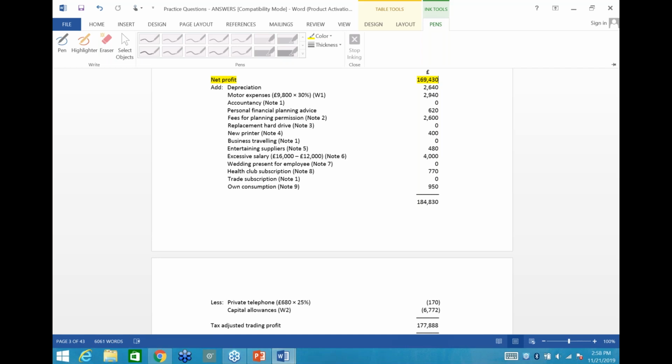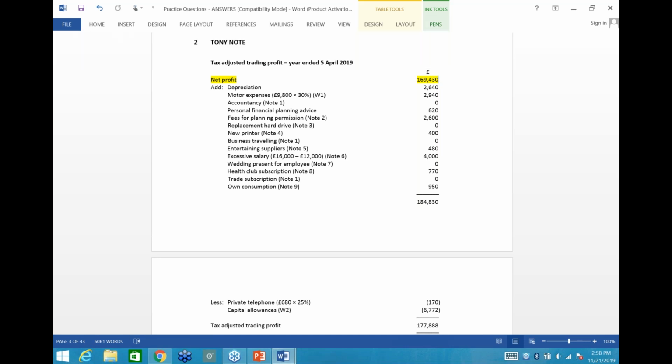So 2,640 depreciation you need to add back. Then motor expenses. Motor expenses you need to look at. For that you have to look at note number 1. So when there is a note given, straight away refer to the relevant note.